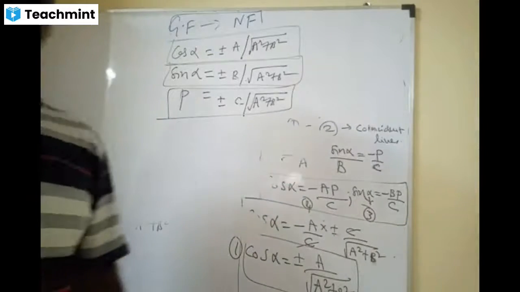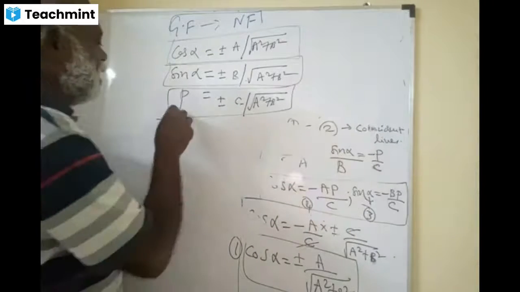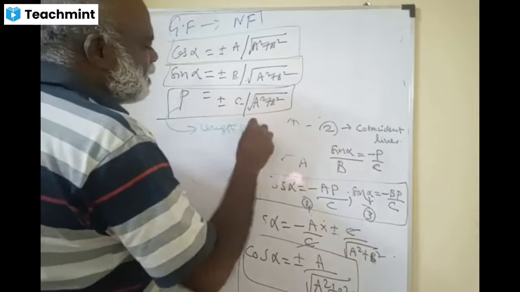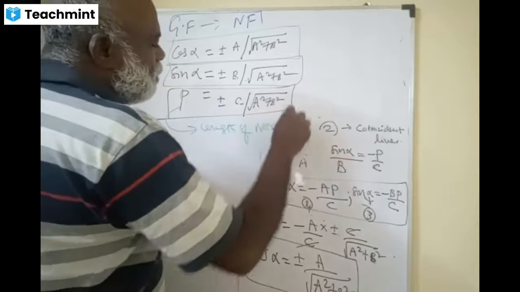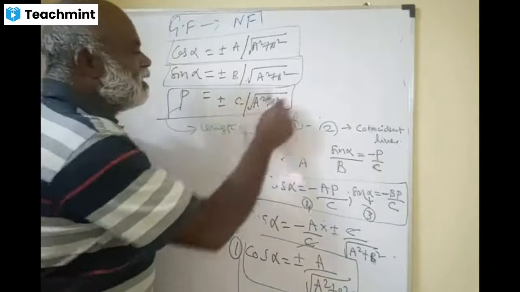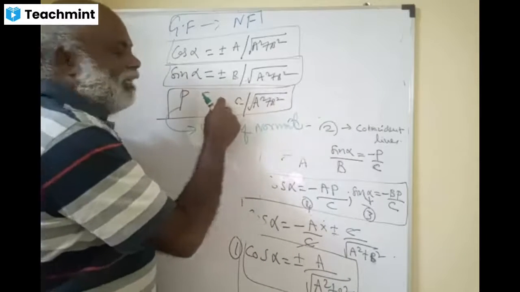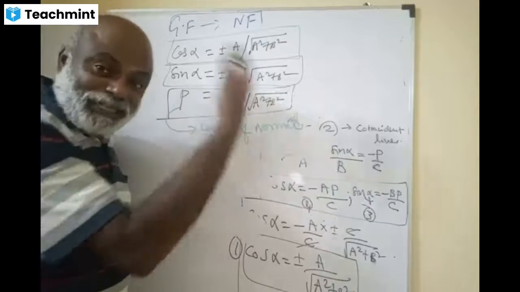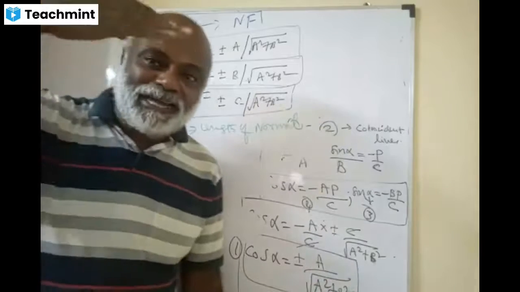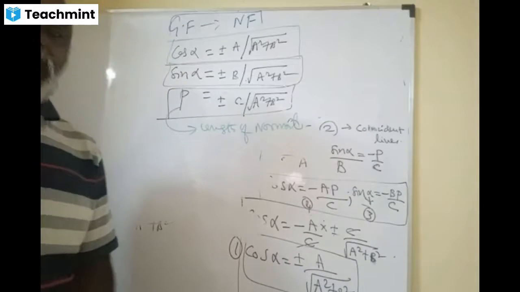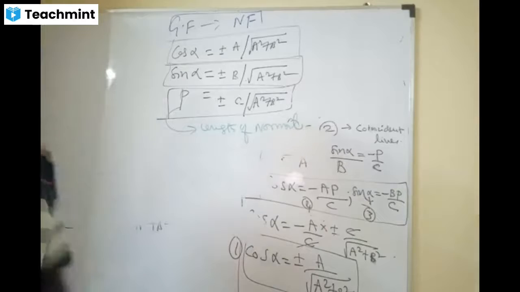P means what? Length of the normal. Length means what? It is a positive number. Length cannot be negative. If this comes positive, you take a positive here. If it comes negative, you take a negative here so that it becomes positive. Yes, sir. Because length cannot be negative.